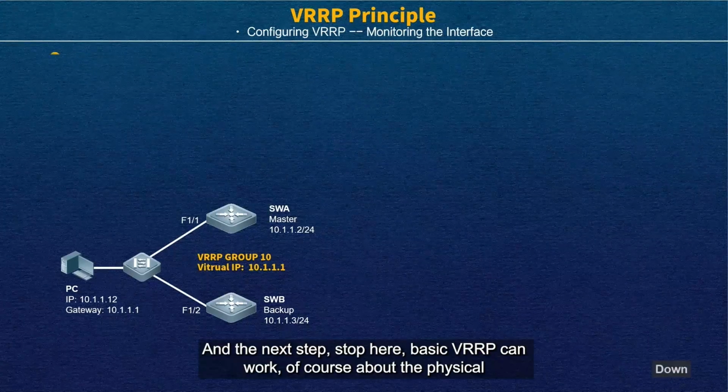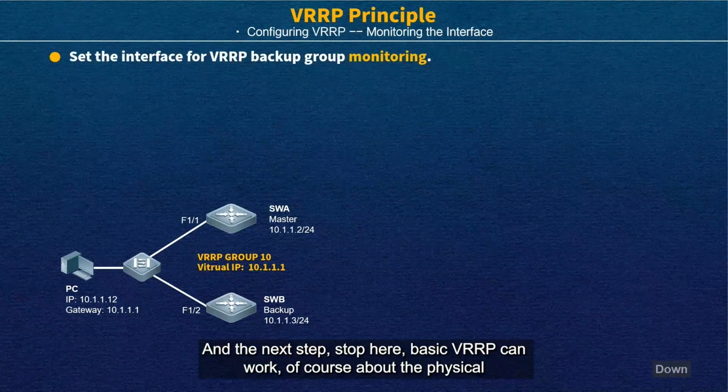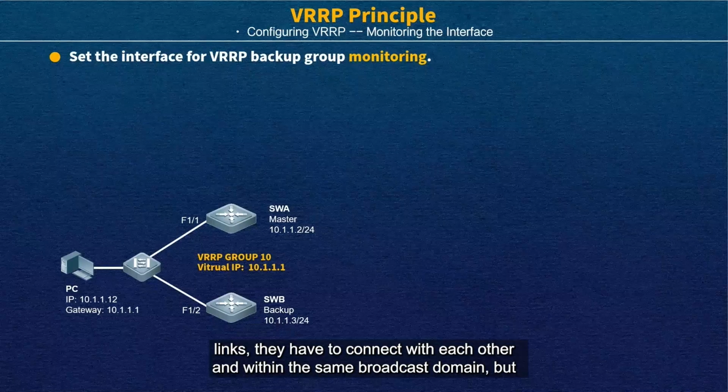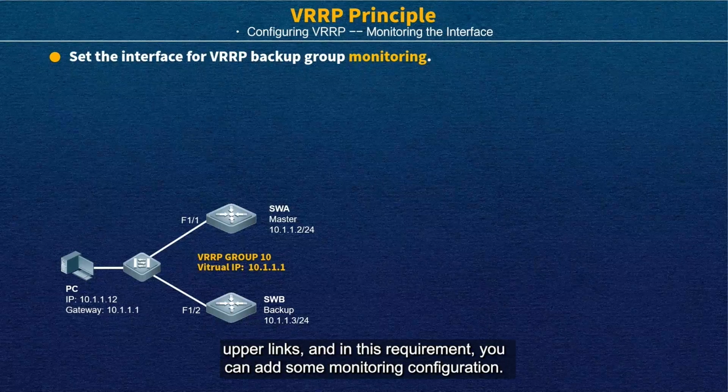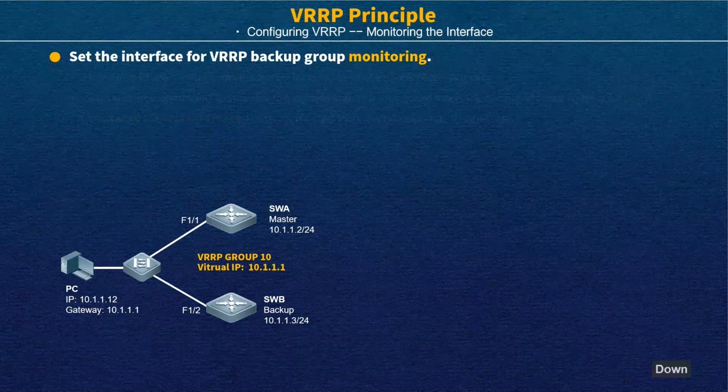And the next step, we can stop here; basic VRRP can work. Of course, the physical links have to be connected to each other within the same broadcast domain. But if you want to make your network more reliable, for example to detect an uplink failure, you can add some monitoring configuration.